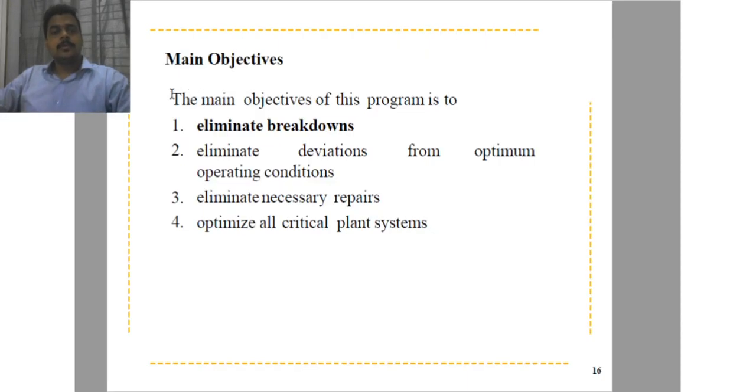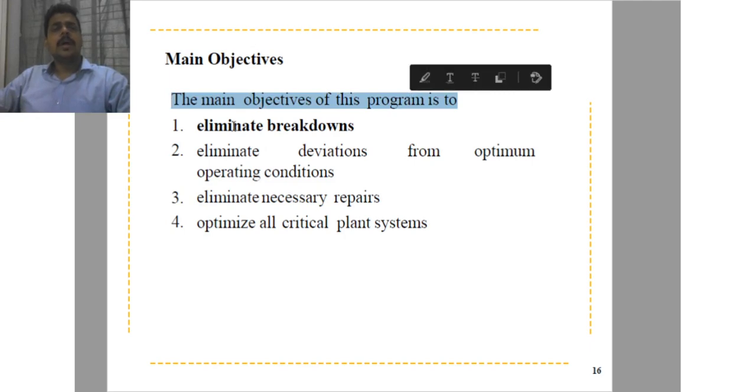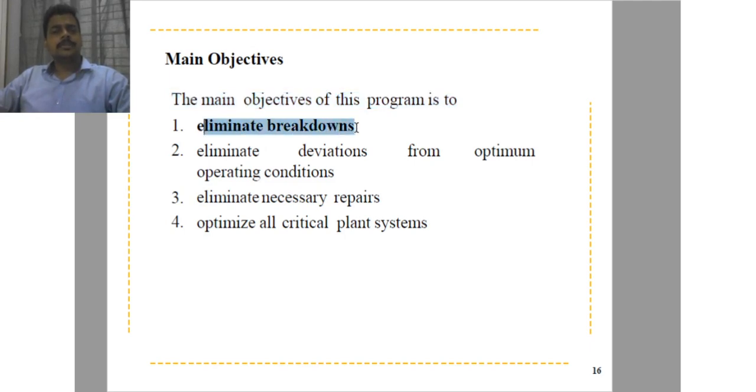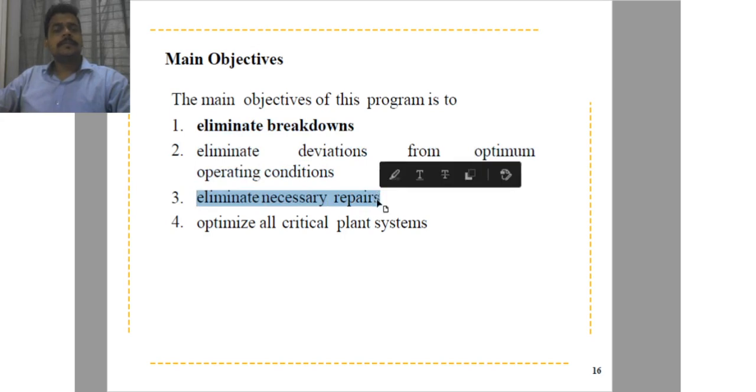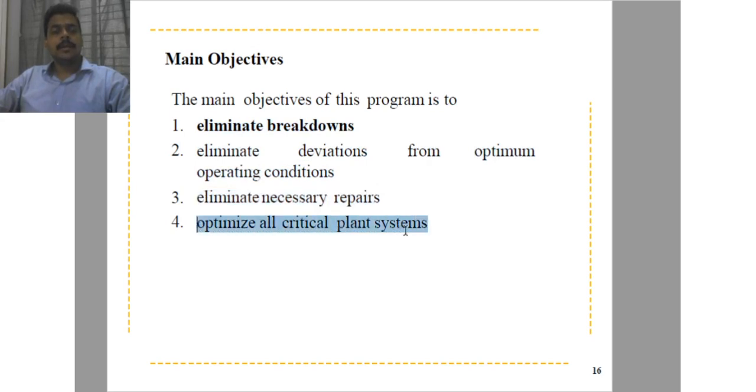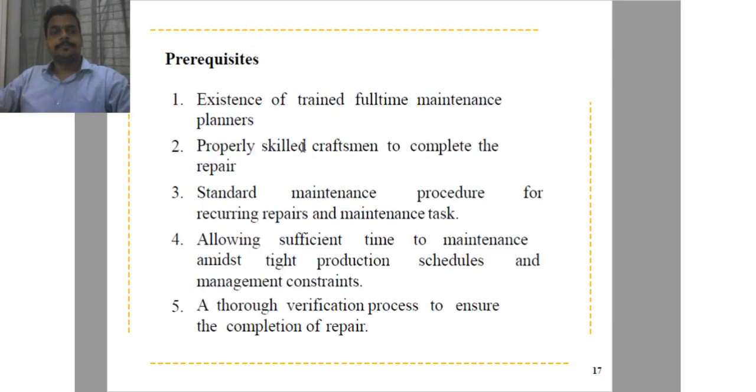The main objective of this corrective maintenance program is to eliminate the breakdowns, eliminate the deviations from optimum operating conditions, eliminate unnecessary repairs, and optimize all the critical plant systems. So these are the objectives of corrective maintenance.